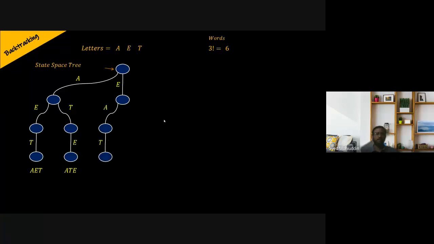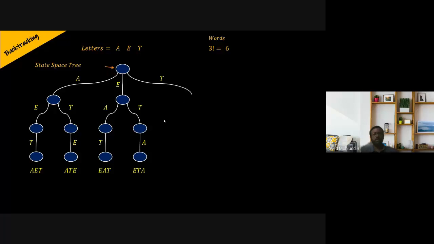So if we traverse this path from root node till the last node, we get the word AET. The same way we backtrack now, then move to the second node at the second level. The second letter can be T and the third letter can be A. So we have ETA. The same way now we backtrack, because there's no other permutation here from this stage. So we backtrack to the earlier level. Then again we backtrack to the root node in this case.